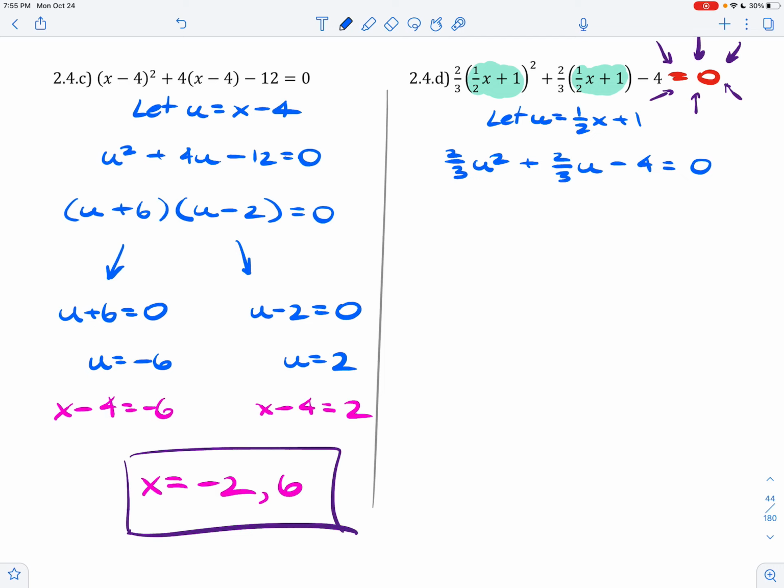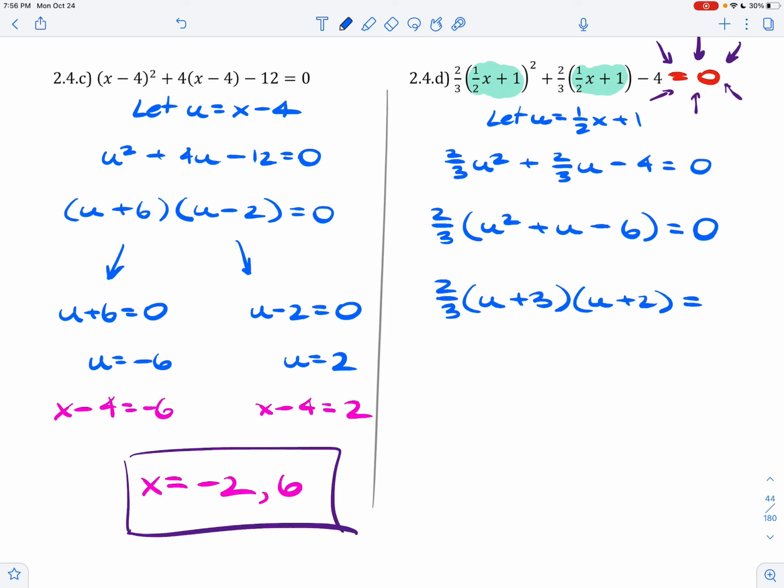And then we should probably factor this. I've got 2/3 of a bunch of stuff. U squared plus u. 4 divided by 2/3, that's like 4 times 3 halves, which is 4 times 3 divided by 2. Huzzah! I've done it. I'm a wizard. And we factor that just a little bit further. And now we can break into cases.